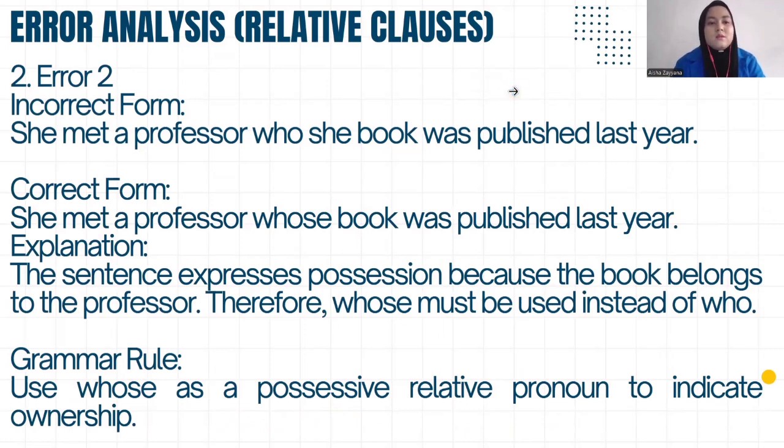Number two: the incorrect form is "she met a professor who book was published last year." The correct form is "she met a professor whose book was published last year," because the sentence expresses possession; the book belongs to the professor. Therefore, whose must be used instead of who. The grammar rule is: use whose as a possessive relative pronoun to indicate ownership.